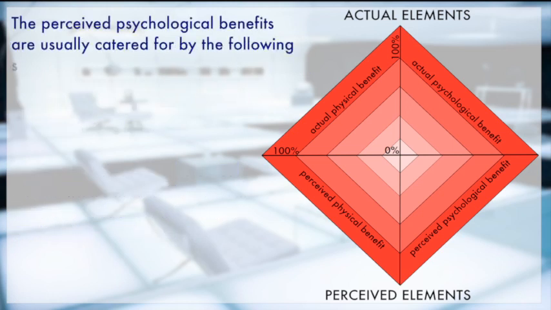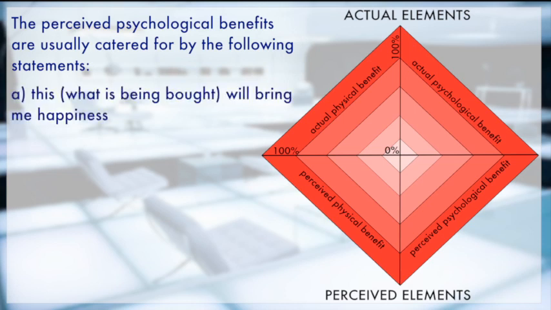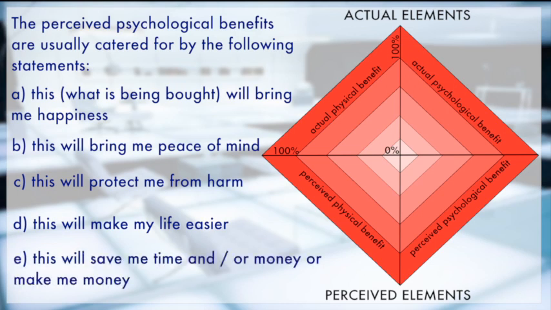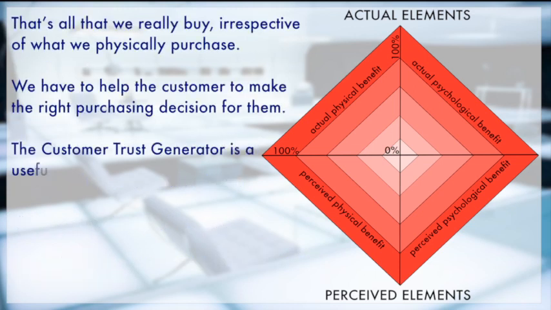The perceived psychological benefits are usually catered for by the following statements. A. This, what is being bought, will bring me happiness. Or B. This will bring me peace of mind. Or C. This will protect me from harm. Or D. This will make my life easier. Or E. This will save me time and or money, or make me money. That's all we really buy, irrespective of what we physically purchase.